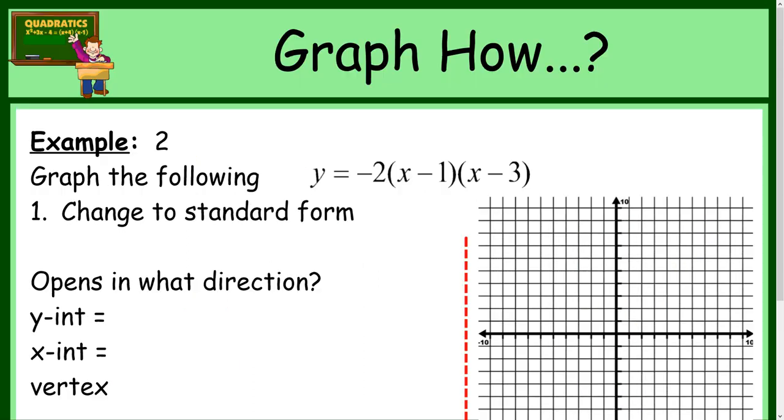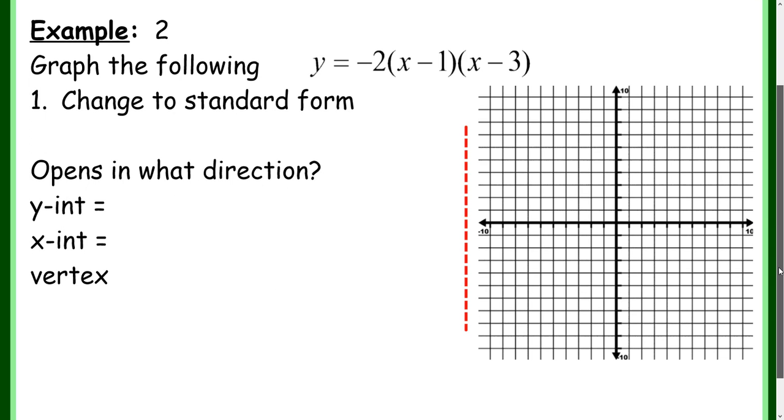So let's look at one that's in factored form. So one of the first things you're going to do, now I have it listed here, is to put it into standard form. And really the only reason that we put it into standard form is to find the y-intercept. So you're more than welcome to do the distributive property here and put it into standard form, but I'm just going to show you a way of calculating the y-intercept without having to do that.